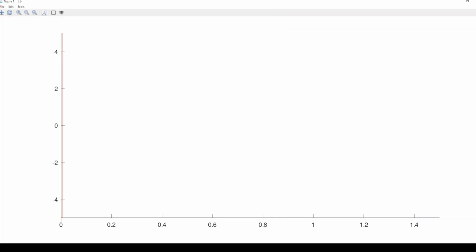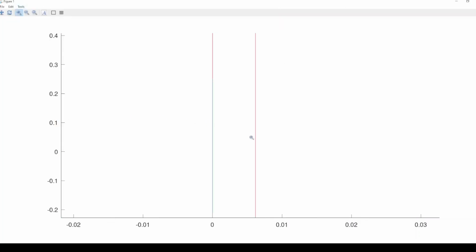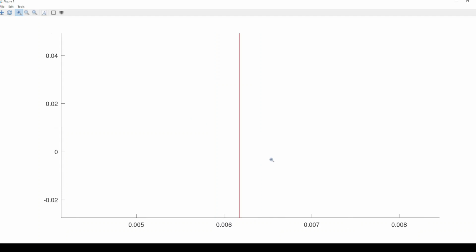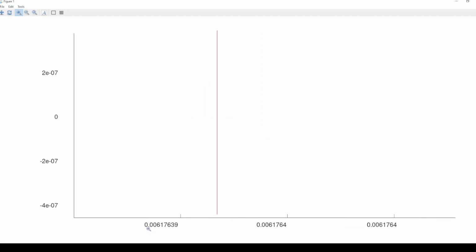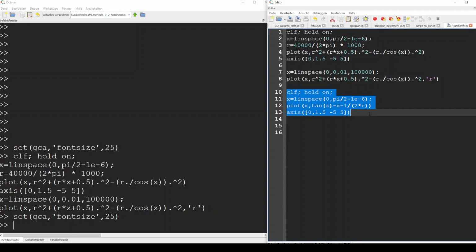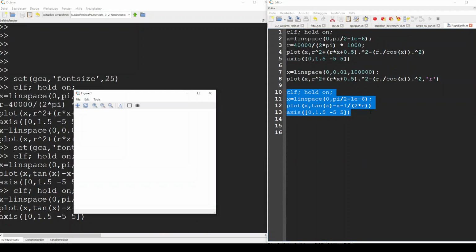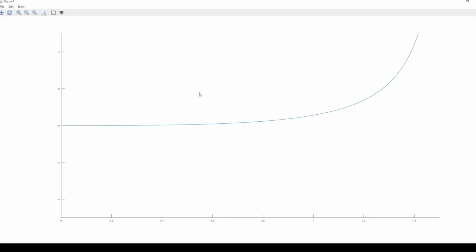I changed the font size, and if we zoom in, we will see this root is at position 0.00617 and so on. If you use the second alternative, and if we run that code, we will see that function, this monotonic increasing function, which turns out to be a much more clever choice.